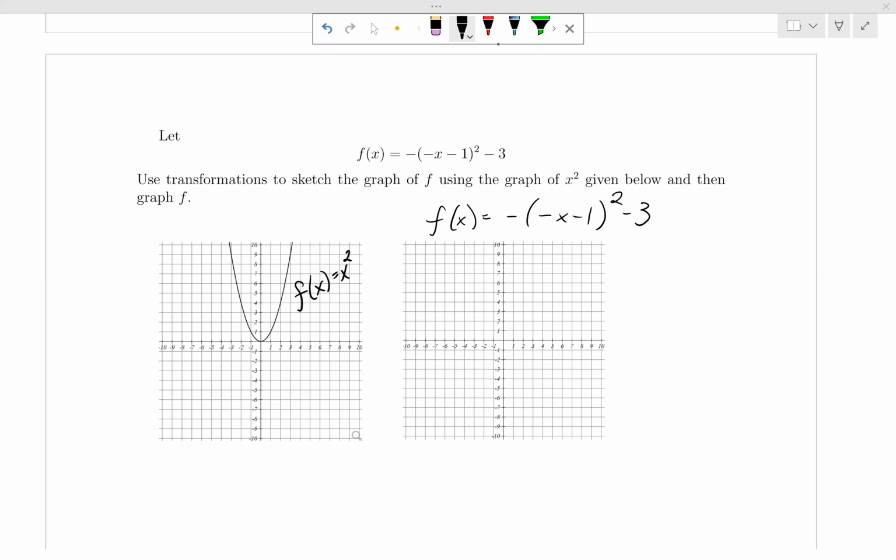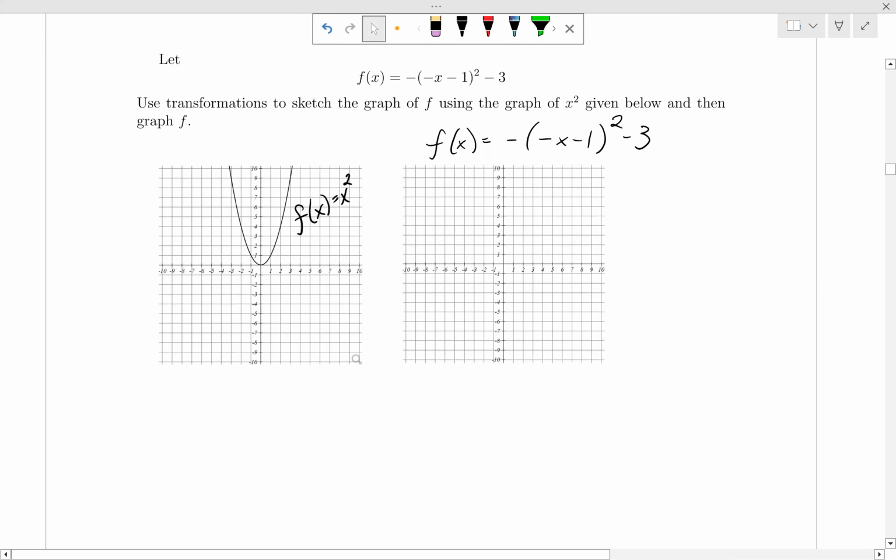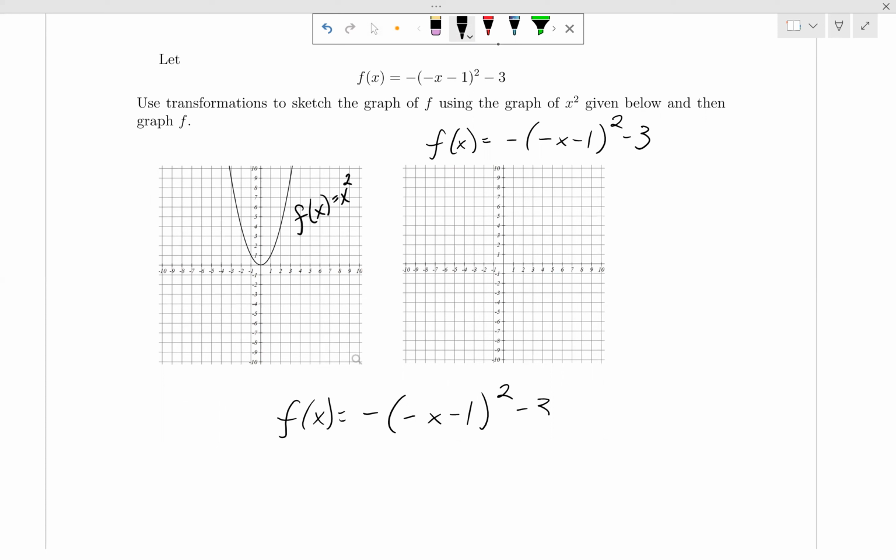So the first thing I see is this negative x negative 1 right here. I'm going to do a little bit of simplification before I try to graph it to make it a little bit easier. So I have f of x equals negative minus x minus 1 squared minus 3. I'm going to rewrite this as minus 1 times x plus 1 squared minus 3. So I factored out a negative 1 right here, and because it's squared, I have to make sure it's separated like this.